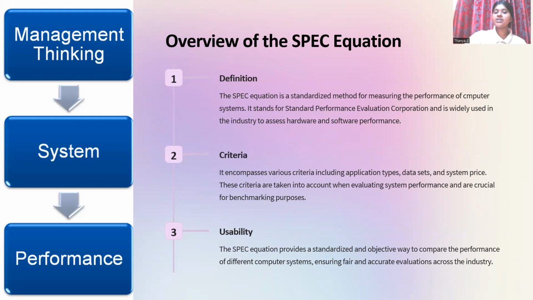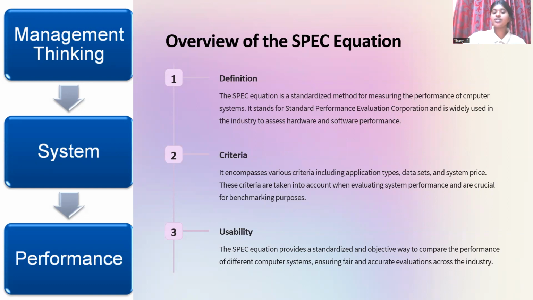The spec equation is a standardized method of measuring the performance of computer systems. It stands for Standard Performance Evaluation Corporation and is widely used in the industry to assess hardware and software performance. So what is the criteria of this spec equation? It encompasses various criteria including application types, data sets, and system price. These criteria are taken into account when evaluating system performance and are crucial for benchmarking purposes.